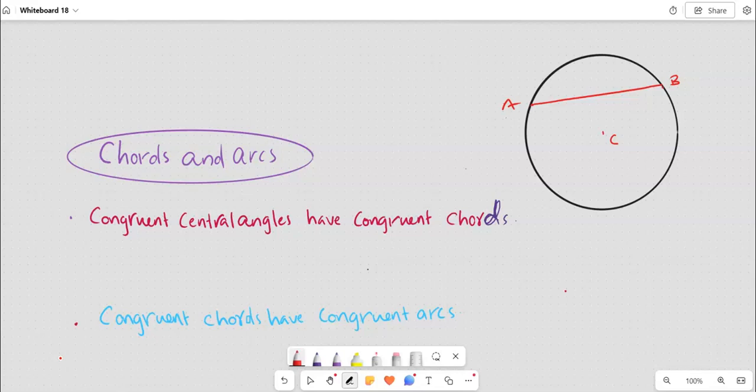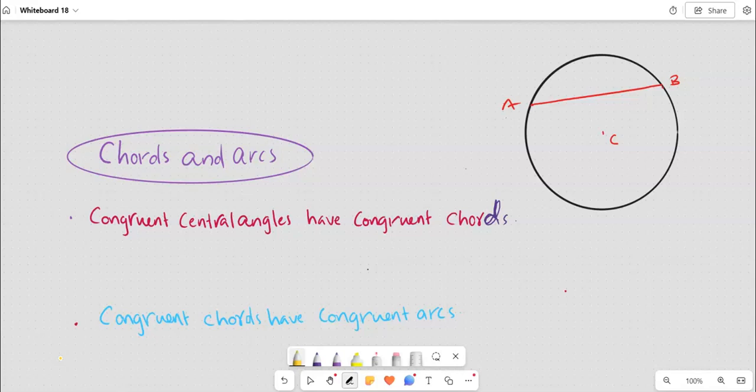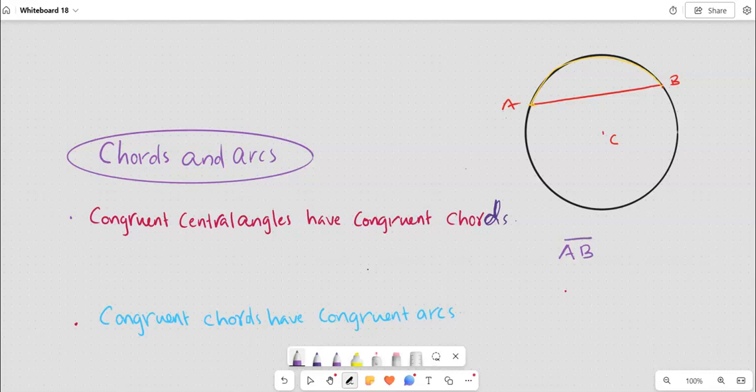Now, before we move to the statements, which I have already written here, let me explain what you mean by an arc. An arc is a section of a circle. If you cut a piece from a circle, we can call it an arc, this circumference part. Okay, this is the arc. So we have chord AB, and we have arc AB.